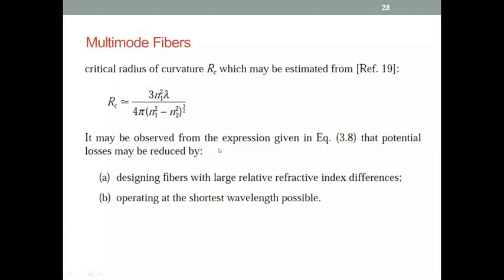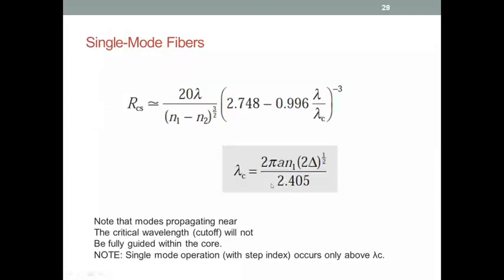It may be observed from the expression given in the equation that potential loss may be reduced. We can use this particular equation to understand the design of fiber with a large refractive index difference. If it is high, then the radius of curvature can be reduced. Operating at a shorter wavelength means the radius of curvature again can be reduced. So this is one possibility.